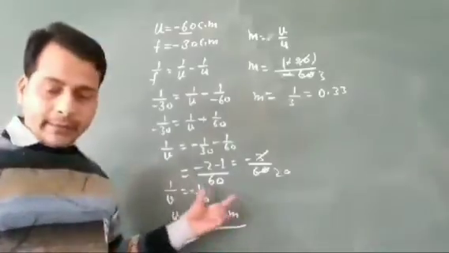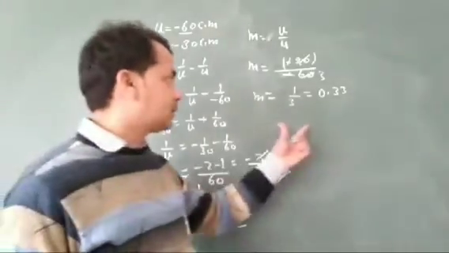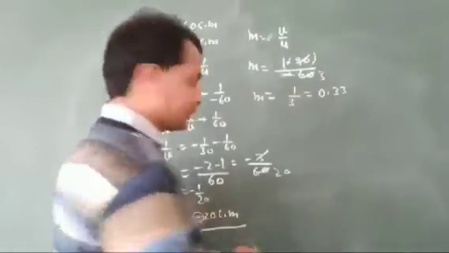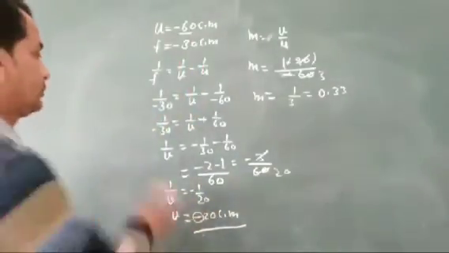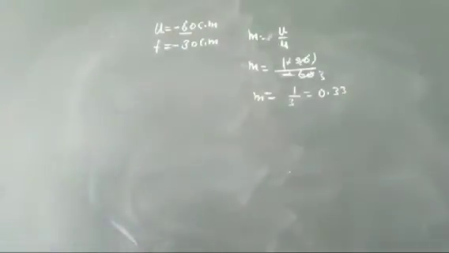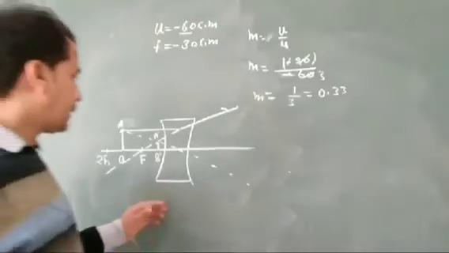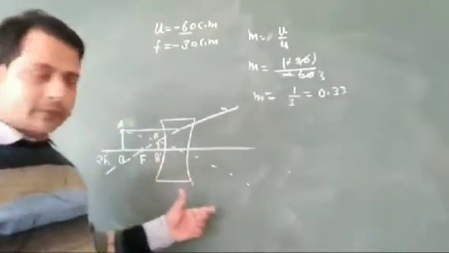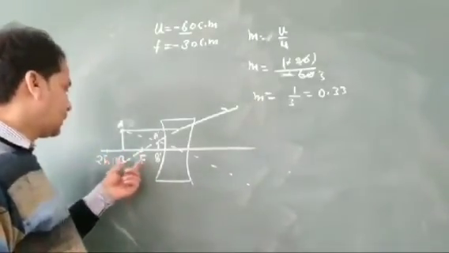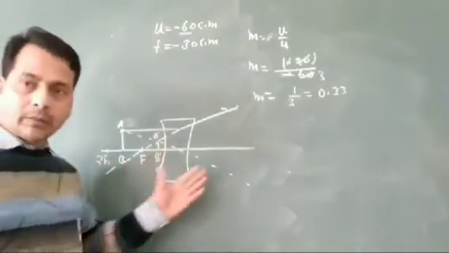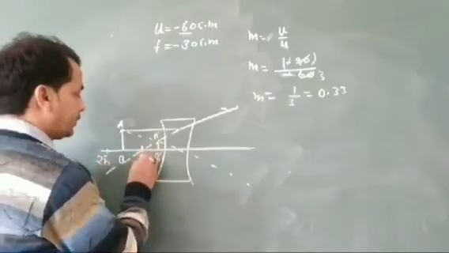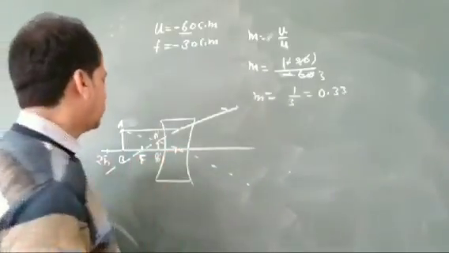The next question is to draw a ray diagram to justify your answer of part 2. According to this information, the lens is a concave lens, the object is placed between F and 2F, and the position of the image is between F and the optical center.